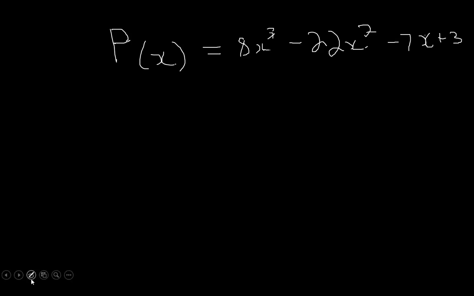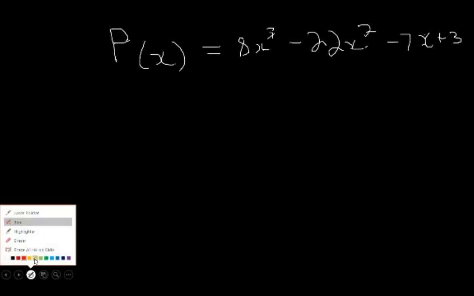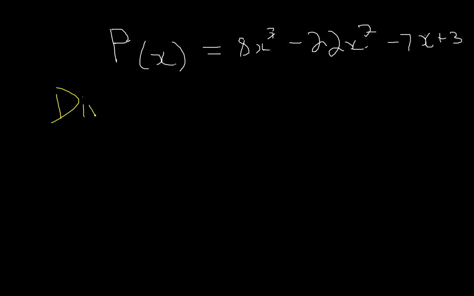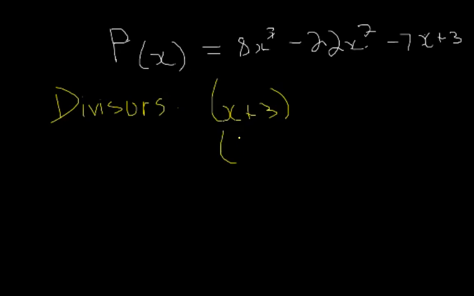If I then gave you two divisors, I say I want you to divide this polynomial expression by x plus 3 and 4x minus 1. And what I want you to do is determine which one of these divisors, x plus 3 or 4x minus 1, is a factor of p of x.